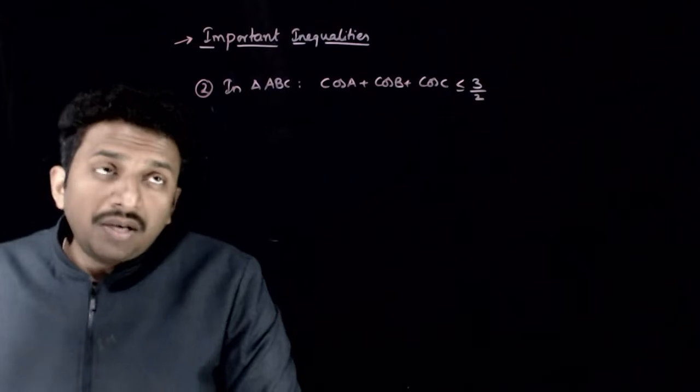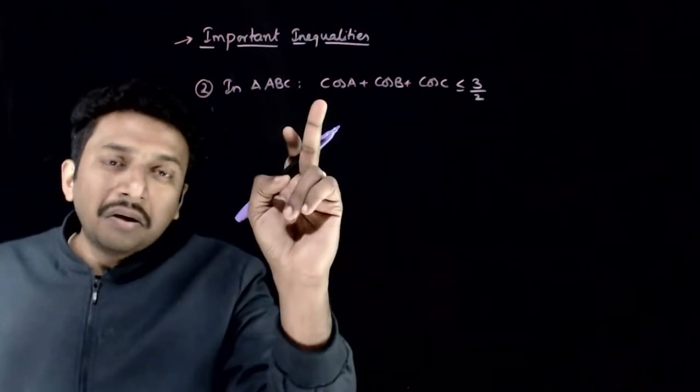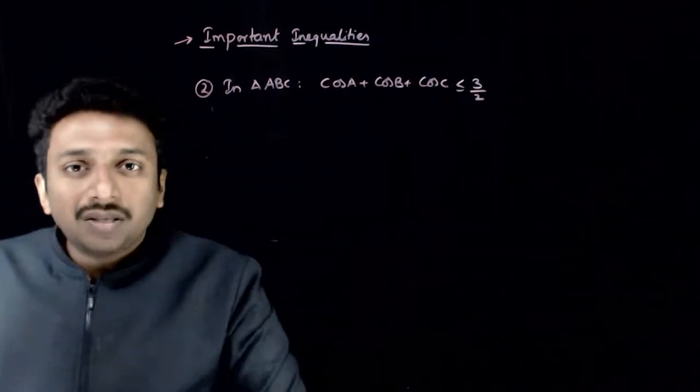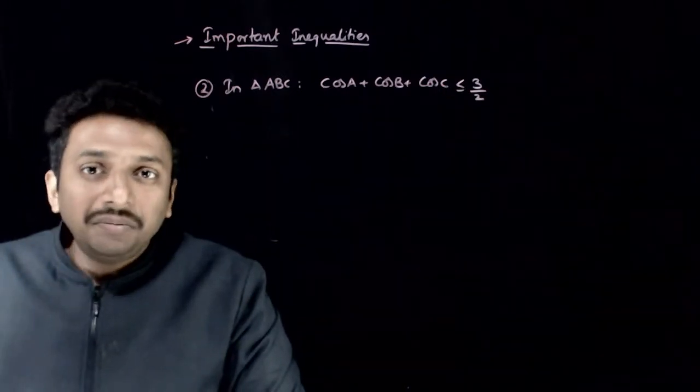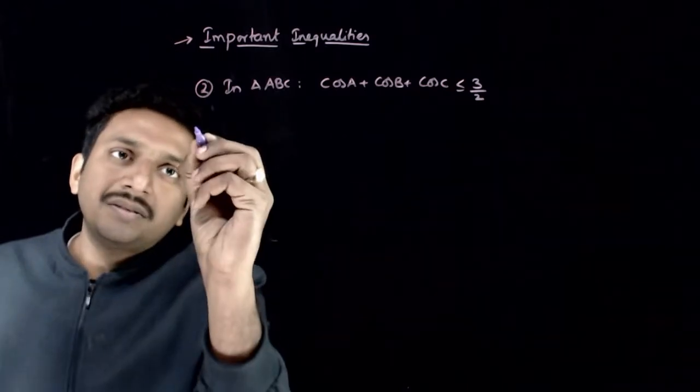So the next inequality that I am going to derive is that in a triangle ABC, cos A plus cos B plus cos C is always less than or equal to 3 by 2. Now how do we derive this?